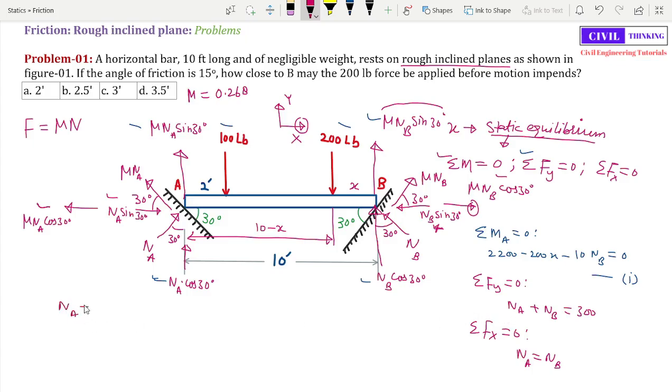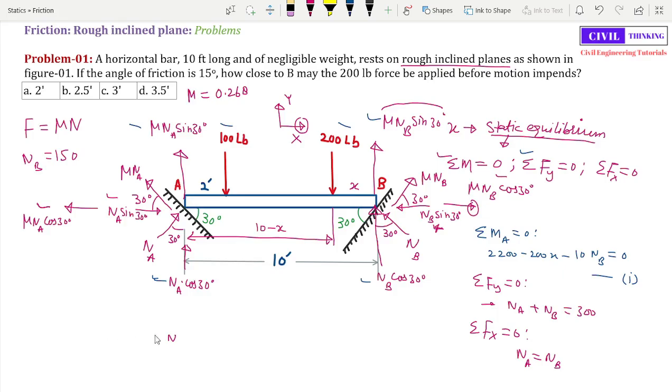Now Na is equal to Nb, so let us put this here. Na plus Nb is equal to 300. I wrote this equation. Now Na is equal to Nb, so I will write Nb instead of Na. So Nb plus Nb is 2Nb, equal to 300, implies Nb is equal to 300 divided by 2. Now 300 divided by 2 is 150. So we get the value of Nb to be 150, of course in pounds, because the forces are in pounds.